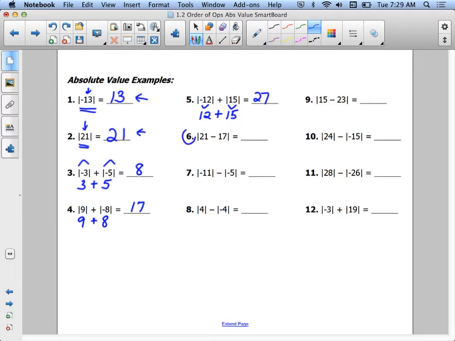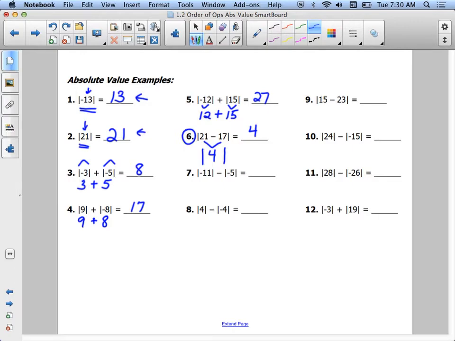Number 6 is a little bit different. Notice that you have an expression, a difference inside the absolute value bars. As I mentioned, you'll want to treat those absolute value bars just like you would parentheses. You'll want to do what is inside the absolute value bars first and then take the absolute value. So what we're looking at here is the absolute value of the difference of 21 and 17. 21 minus 17 is 4, and we'll take the absolute value of that number. Absolute value of 4 is 4.